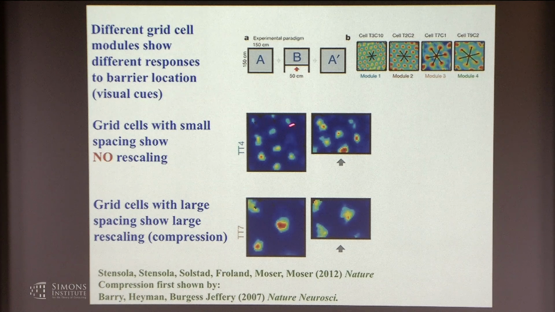In this case, they showed grid cells that had a narrow spacing between the firing fields, usually recorded in more dorsal regions, actually didn't respond to the barrier compression. So these firing fields have about the same distance, even with the border movement. Whereas grid cells in more ventral regions with larger spacing between the firing fields, when they move this barrier of the environment to make the environment smaller, the actual spacing between the grid cells compresses in that direction.